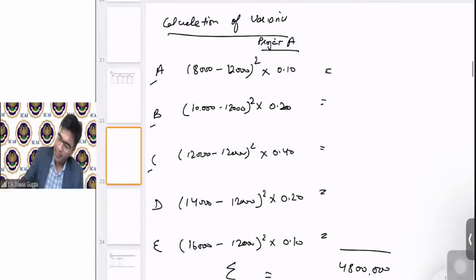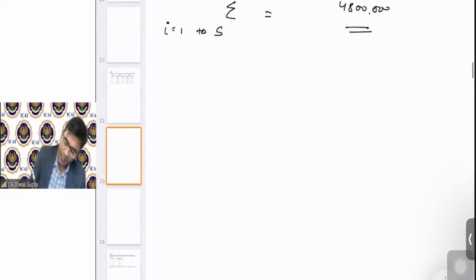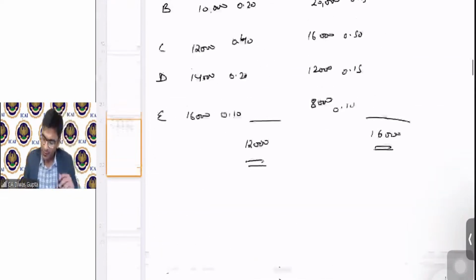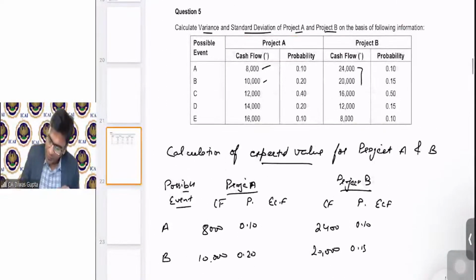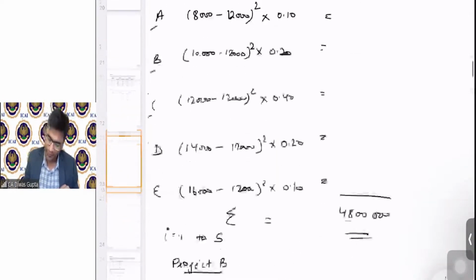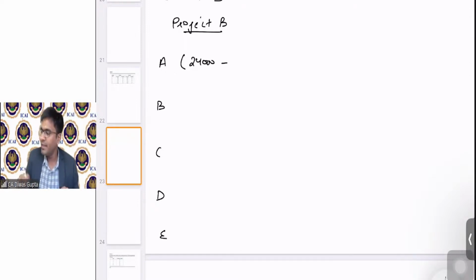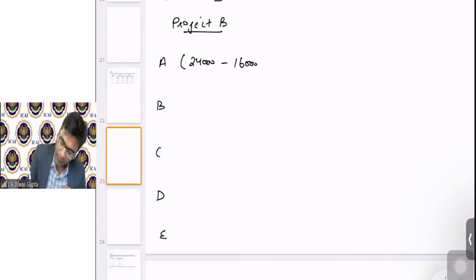Similarly for project B, let me mention here. Project B, A, B, C, D, and E. What are the different possible outcomes? These ones, right? 24, 20, 16, 12, 8. 24. What is the mean there? 16,000 raised to the power 2 multiplied by probability.